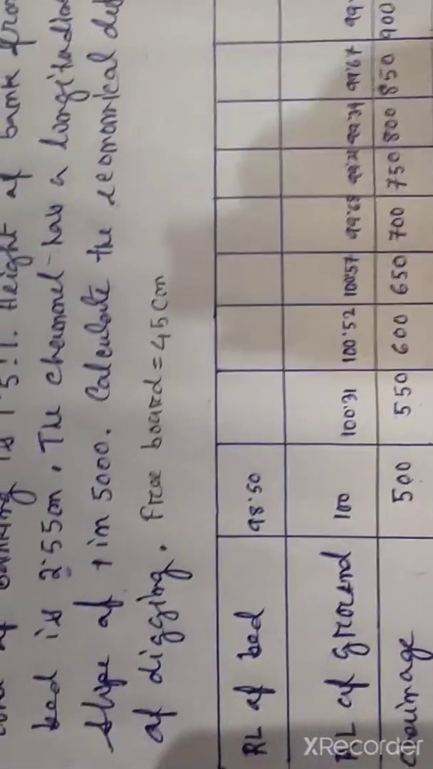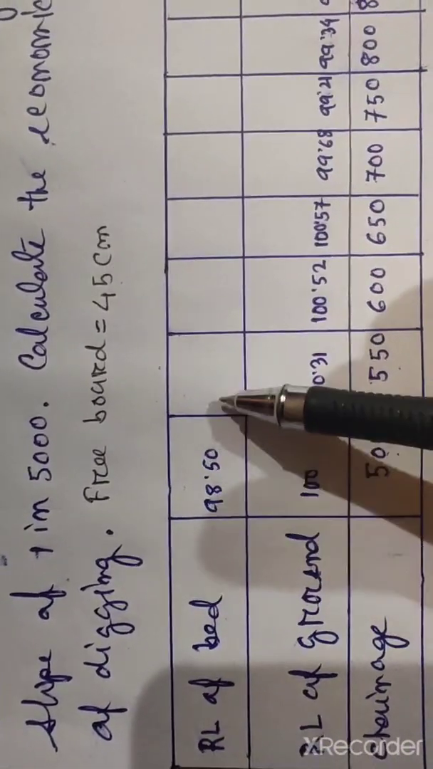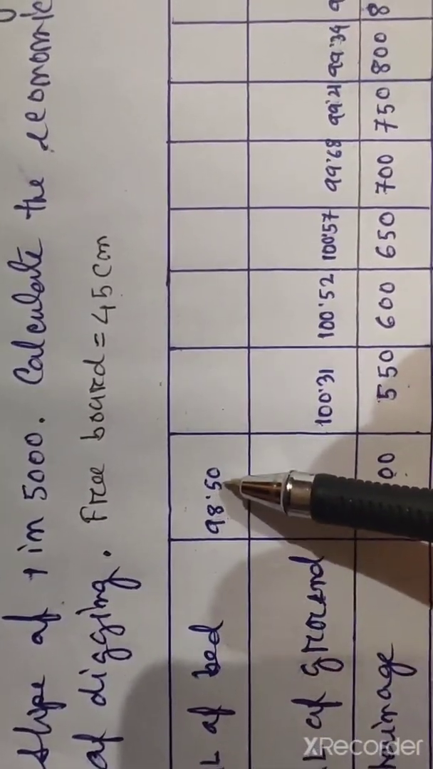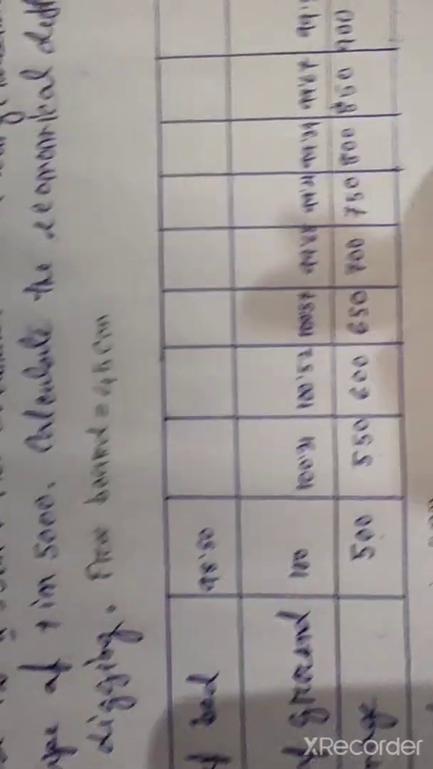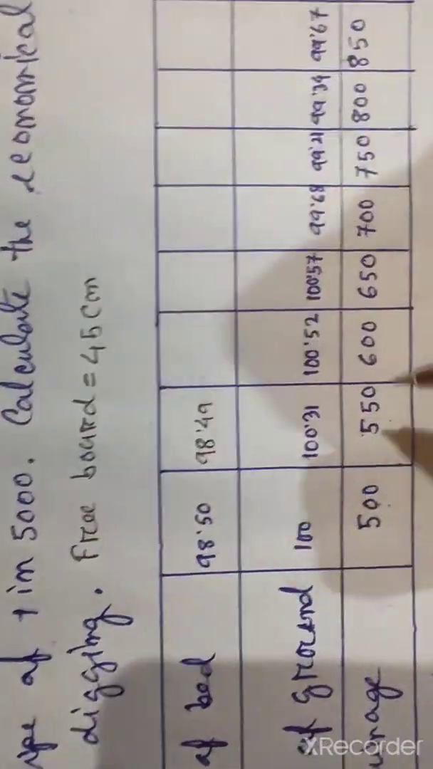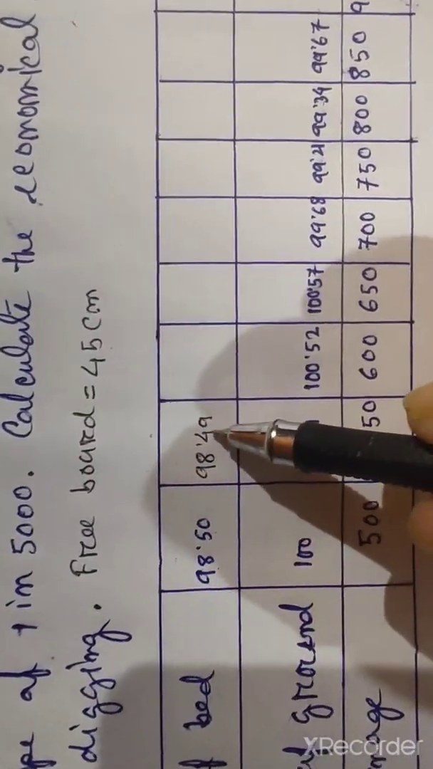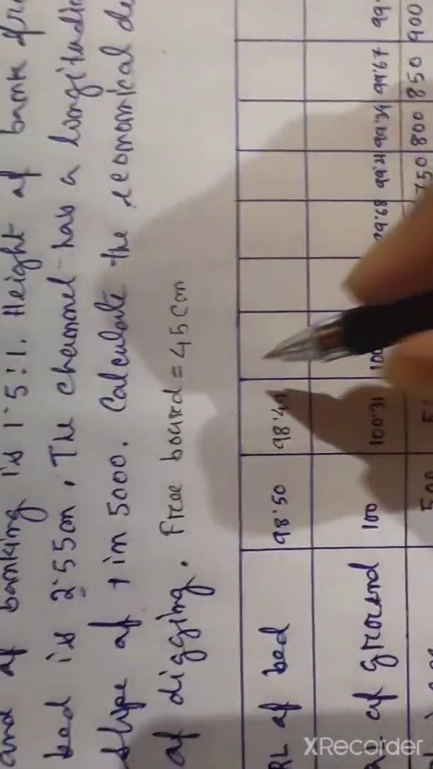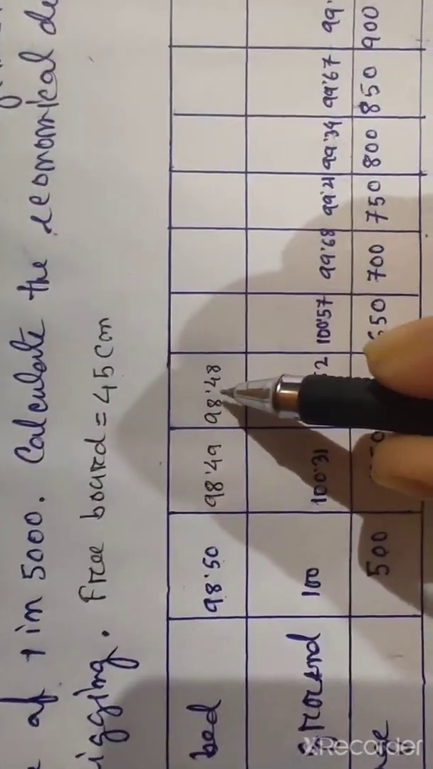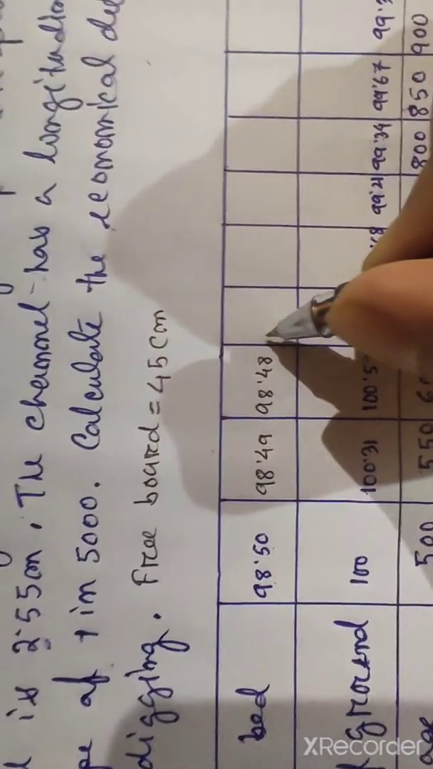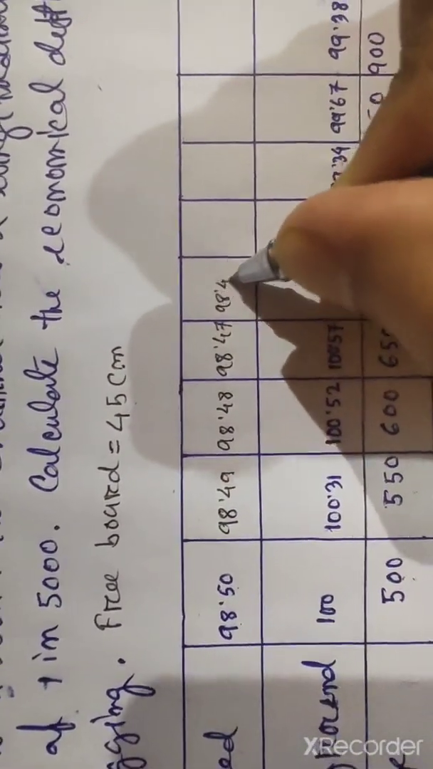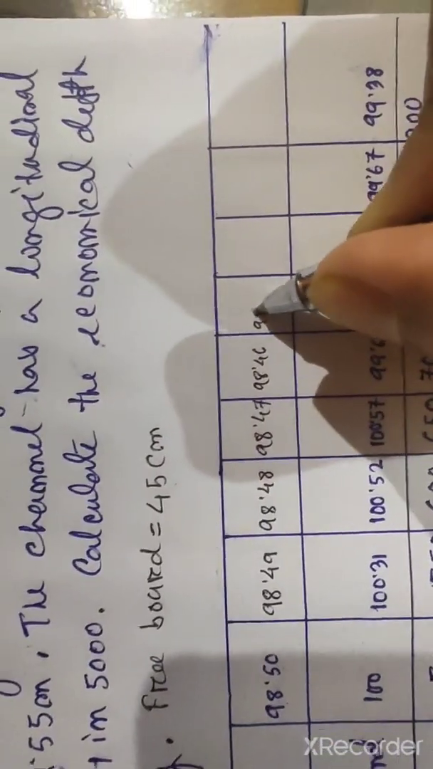Okay, so that means from this one it will be coming 0.01 downward. So 98.5 minus 0.01, it will be 98.49. Again the distance is 50, so 98.49 minus 0.01, 98.48. So 98.48 minus 0.01, 98.47. Just like that, we need to fill up the rest of the data.